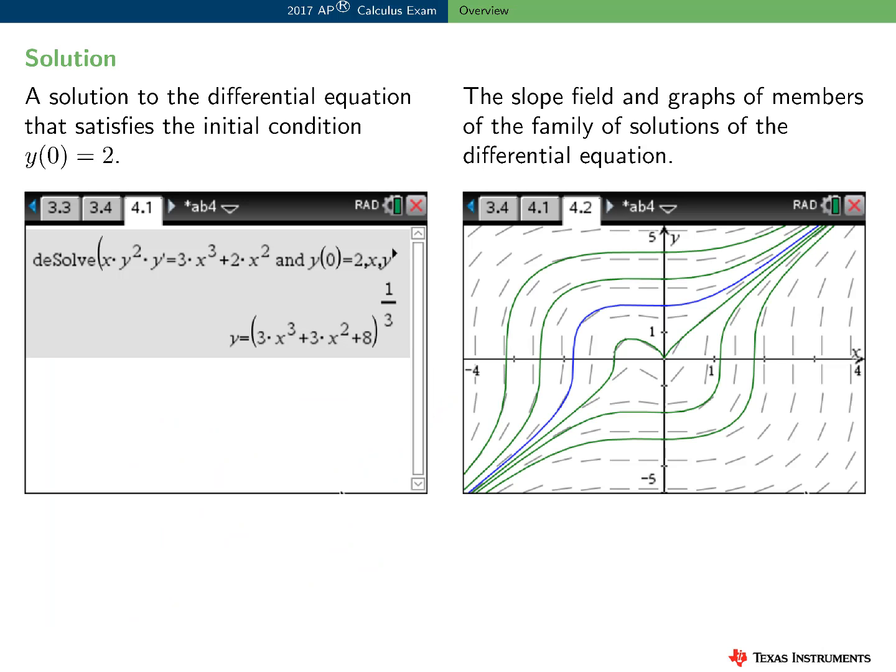Here's a technology solution to this example. I used the TI-Nspire to find the particular solution to this differential equation. The calculator function is DE_solve. And on the right side, I constructed a slope field and added several graphs of the family of solutions. Again, the blue curve is a graph of the particular solution. I think this is a very nice visualization of this example. The geometry here confirms the symbolic solution.